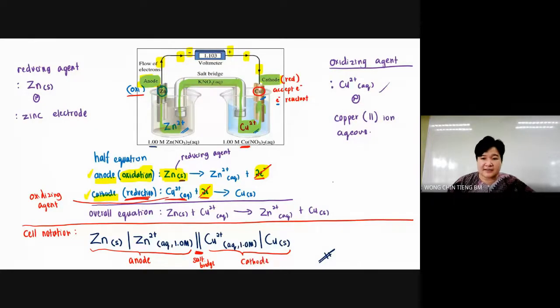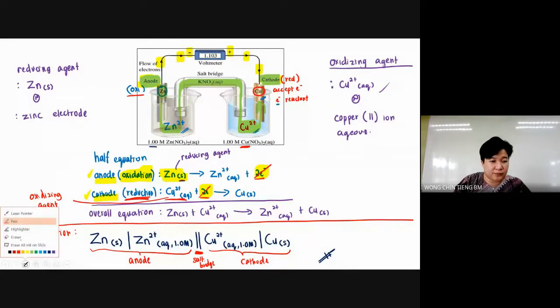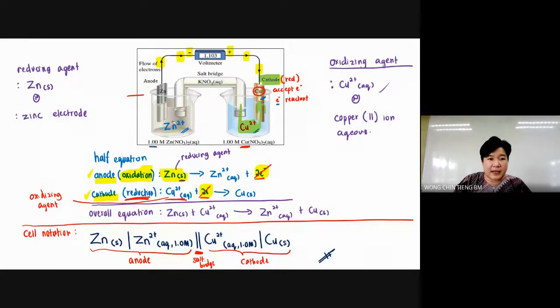So tak kisah lukisan saya, katakanlah Miss Wong terbalikkan lukisan tu. Alright, kita terbalikkan lukisan ni sikit. Let's say I have my cathode over here. That is my positive. That is my negative. Okay. So I have my cathode over here. So that is my copper. So that is my copper 2+. And then I have my anode on this side. Okay. That is my zinc. That is my Zn2+. Okay.